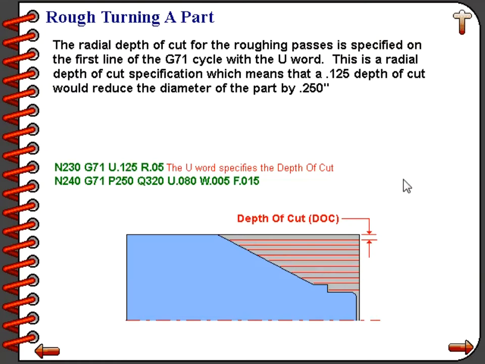Now this is what gives the setup person a lot of control over how this part is roughed. If he feels he can achieve a higher depth of cut, he can simply change this U word to take less roughing passes by taking a deeper cut amount.